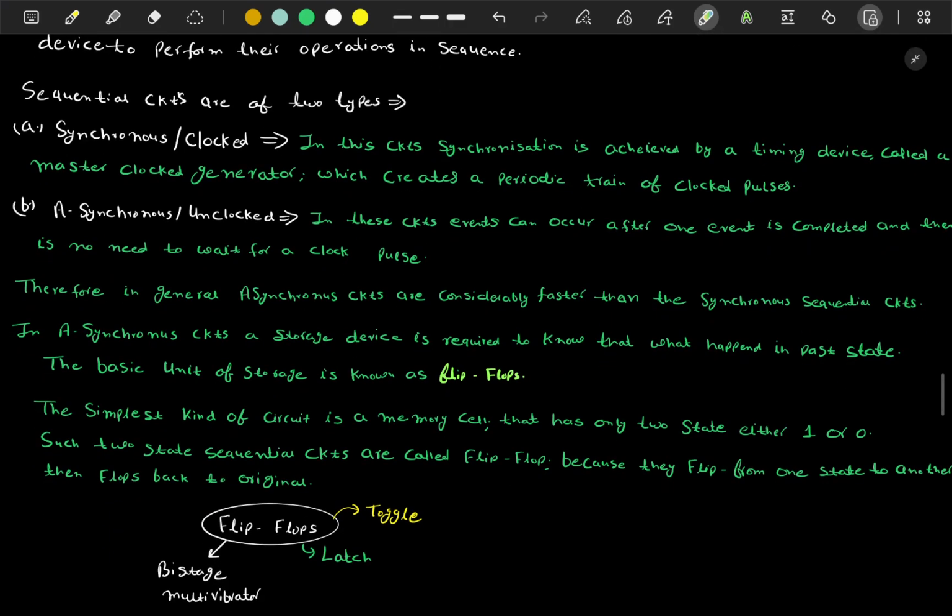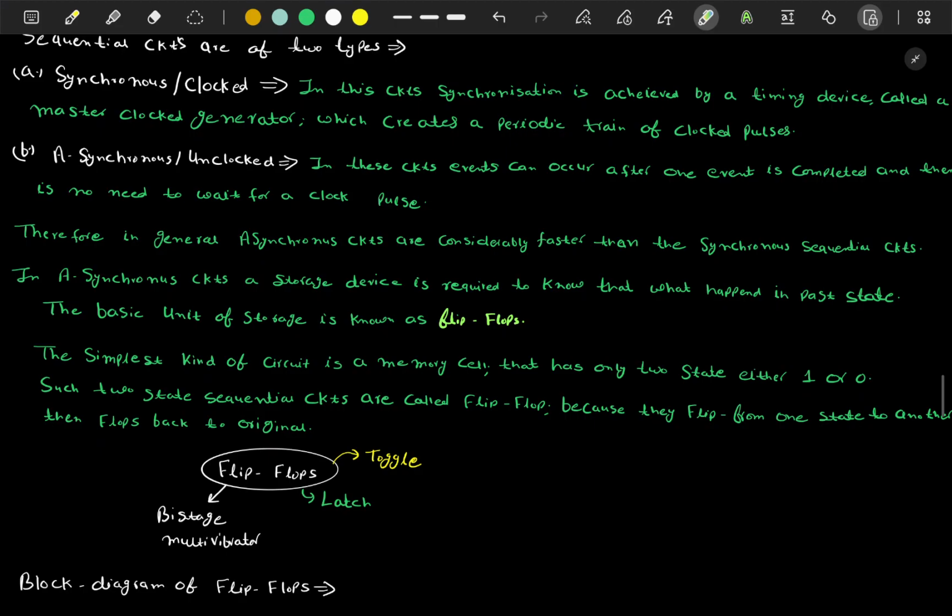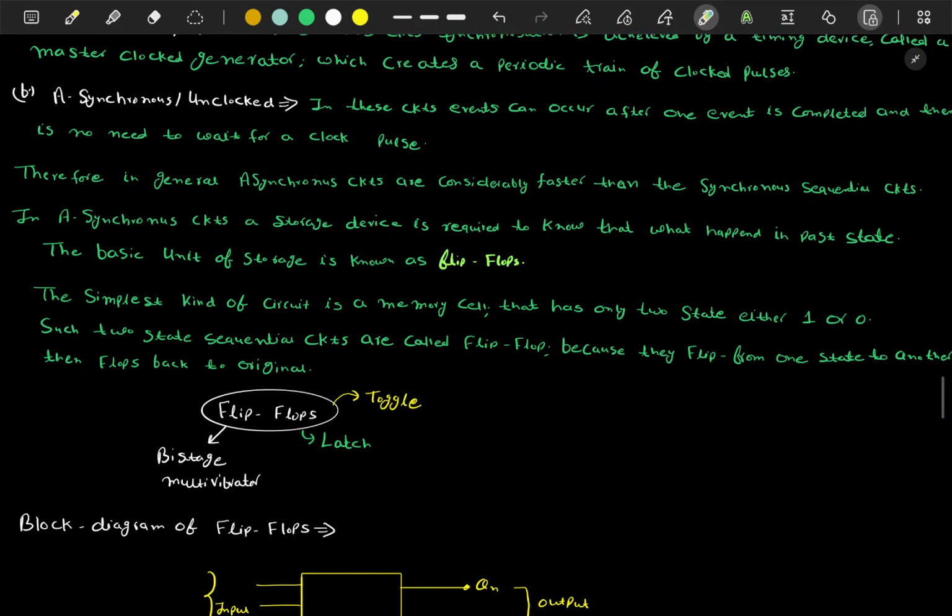the data. Sequential circuits are of two types: synchronous and asynchronous. It means if a clock is applied to the circuit, then it is a synchronous circuit, and if no clock is applied, then it is not a synchronous circuit. Therefore, generally, asynchronous circuits are considerably faster because they don't have to wait for the clock signal. In these circuits, a storage device is required to know what happened in the past state. The basic unit of storage is known as a flip-flop. So from here, the need for flip-flops arises.